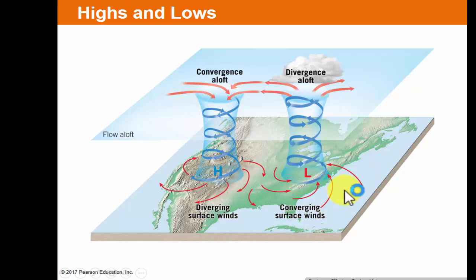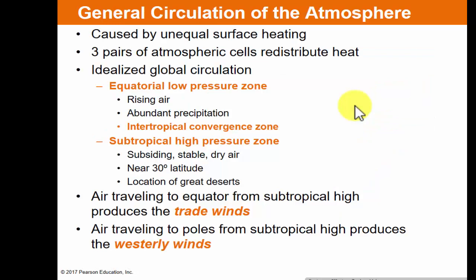So that is the circulation around areas of high pressure and low pressure, but we can also use global areas of high pressure and low pressure to get an idea of the global circulation of the atmosphere. Ultimately, all energy on Earth from external processes is provided by the sun. So the general circulation of the atmosphere, just like all other processes, is caused by the sun. In this case, it's unequal surface heating.